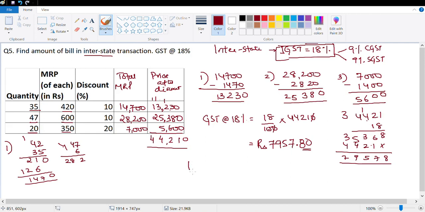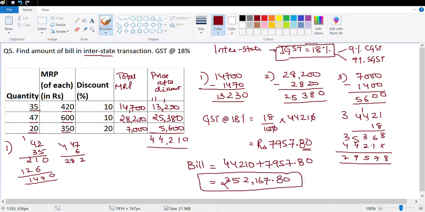So bill amount will be equal to the cost of the product, which is 44,200 plus the GST, in this case 7957.80, and the total bill amount works out to rupees 52,167.80. That's the final answer. Okay, let's look at the next question.